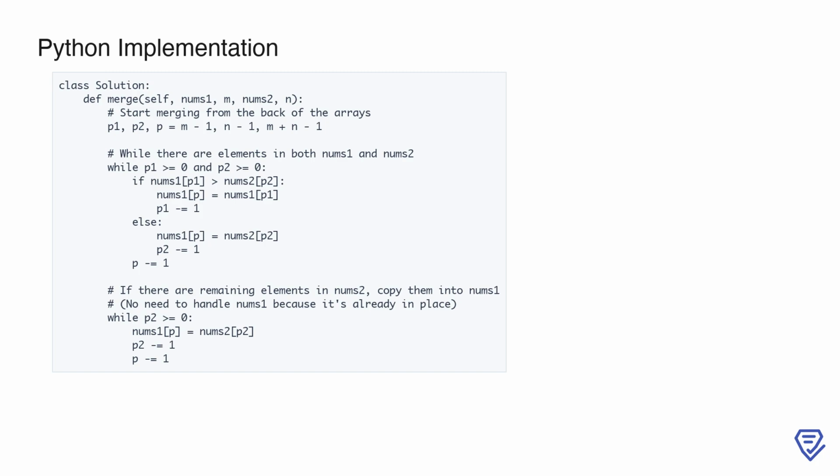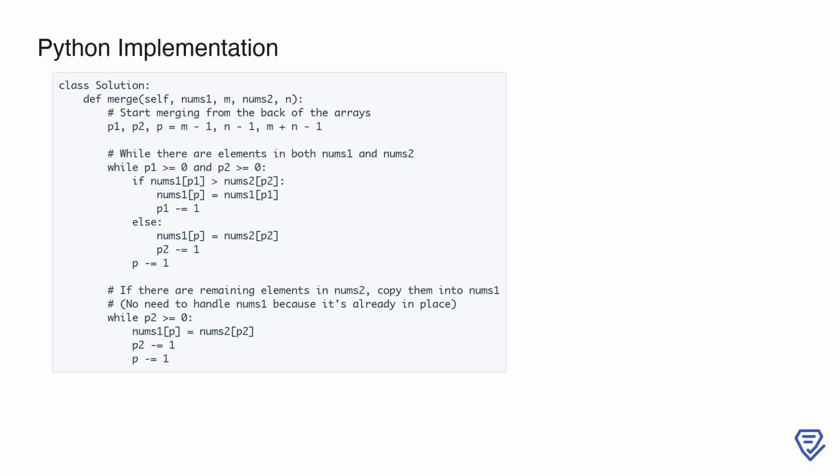Inside the loop, we compare the elements pointed to by p1 and p2. If nums1[p1] is greater, we place it at the position p and decrement p1. Otherwise, we place nums2[p2] at position p and decrement p2. In either case, we decrement p to move to the next position.